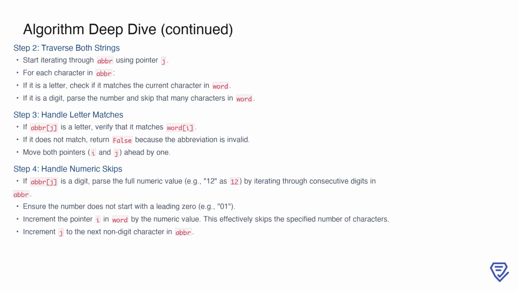Now, let's see how to traverse both strings. We begin by iterating through the abbreviation using the pointer j. For each character, if it's a letter, we verify if it matches the current character in the word at pointer i. If they don't match, we can immediately determine the abbreviation is invalid and return false.